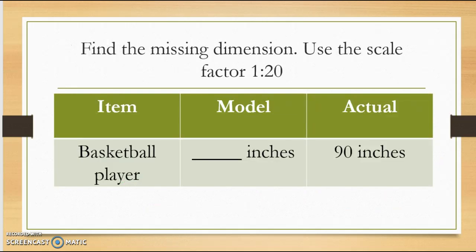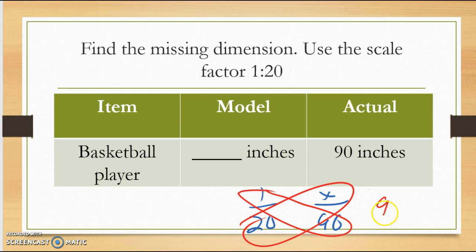Alright, now let's start talking about scale. So this one says find the missing dimension, use a scale factor of 1 to 20. So we have our scale factor, which we said is 1 to 20. And we're trying to figure out x over 90. Now a couple different ways you can do this. You can either multiply straight across, or also, the cross product property will always work. So we're going to do 1 times 90 and 20 times x. So we have 90 equals 20x. We divide by 20 on this side, divide by 20 on that side. Let me plug it in my calculator. You would get x is equal to 4.5 inches.